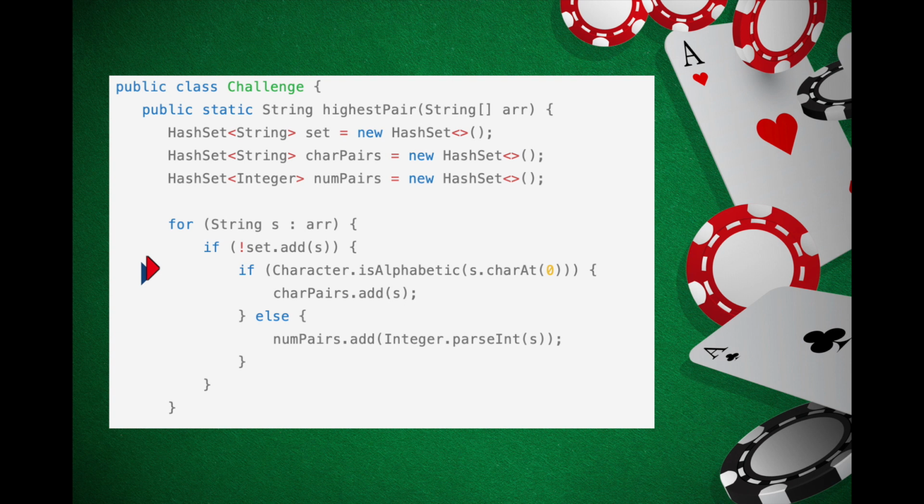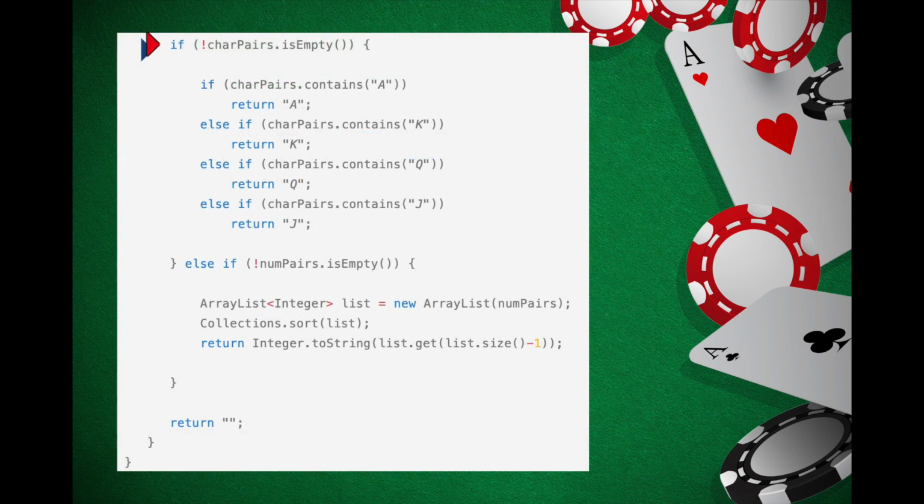If it's alphanumeric, we insert the value into a character hash set, otherwise, we insert the value into a numeric hash set. We then evaluate whether the character hash set is empty. If it's not, we check for the existence of an ace, followed by a king, queen and then the jack. We return the first value found, in the order evaluated.